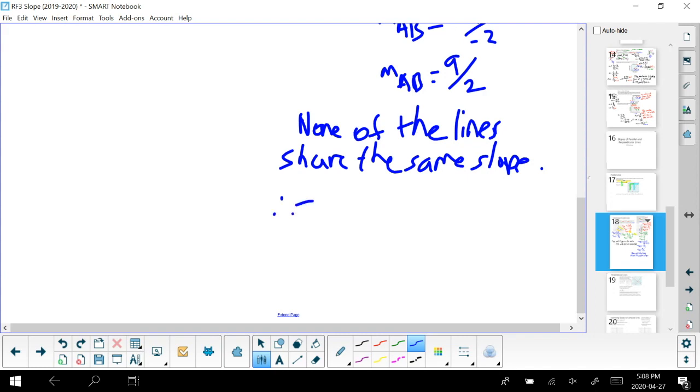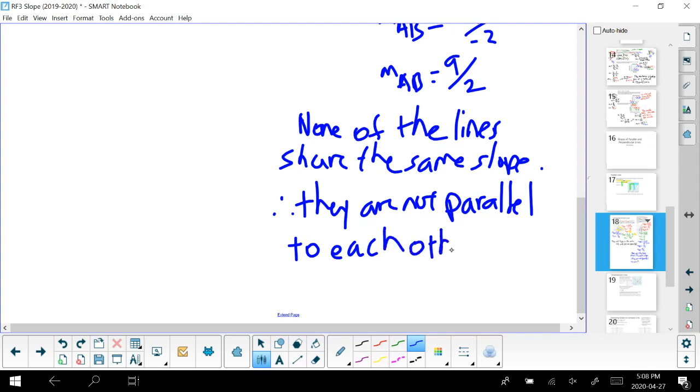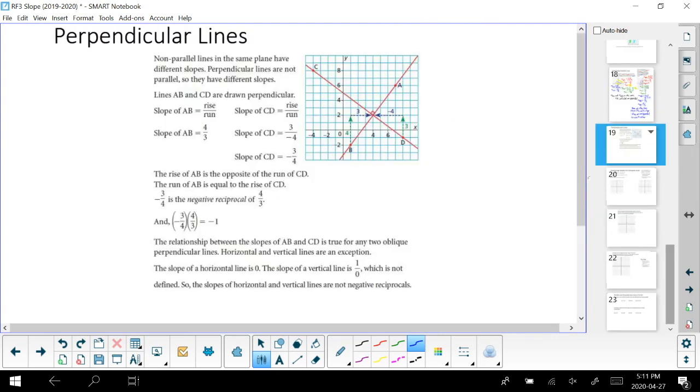Therefore, they are not parallel to each other. In this next section, we are now going to look at perpendicular lines, which is really just the opposite of parallel lines. So you understand that parallel lines have the exact same slopes, meaning that the lines will not ever cross or intersect. Perpendicular lines, on the other hand, will have different slopes, but just how different will they be?